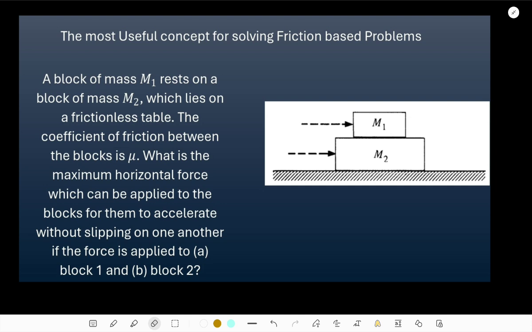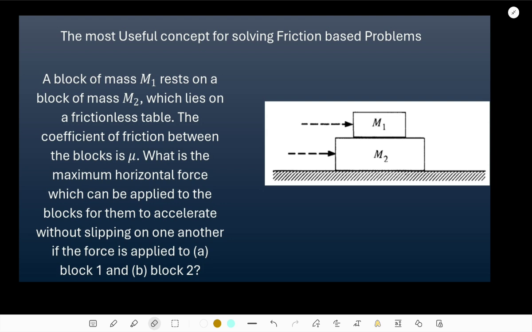Welcome to another problem solving session. Though I'm not sure whether this is the most useful concept for solving friction based problems or not, I think for many people this may be a useful concept, because such kinds of problems usually trouble the beginners. So I'm going to solve it in any way.